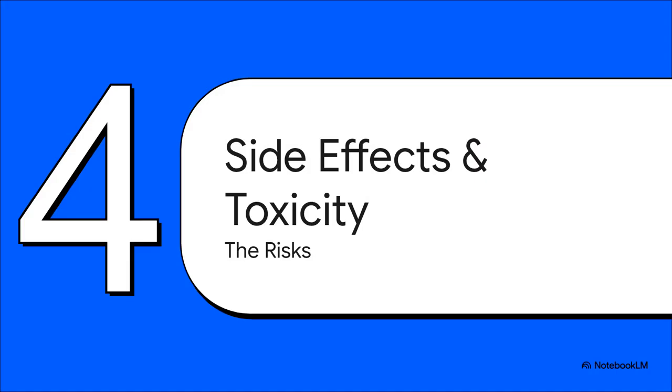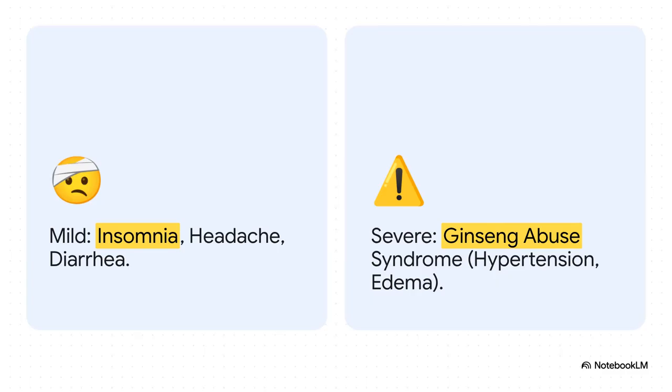Which brings us to section 4, side effects and toxicity, the risks. Because it demands that level of respect, we have to objectively examine the risks. Look, this isn't some harmless plant where more is always better. Not at all. Mild side effects can include insomnia, random headaches, or GI issues like diarrhea. But pushing the limits, that leads to severe toxicity, officially termed ginseng abuse syndrome. This severe reaction presents with dangerous spikes in blood pressure, hypertension, and severe fluid retention, known as edema. Those little chemical keys we talked about earlier, they will dangerously overactivate your systems if you misuse them.